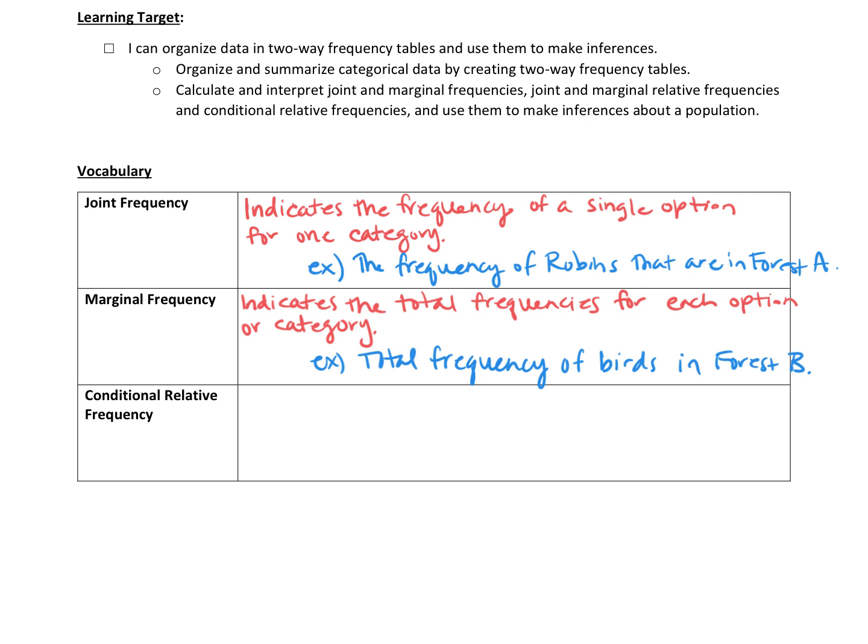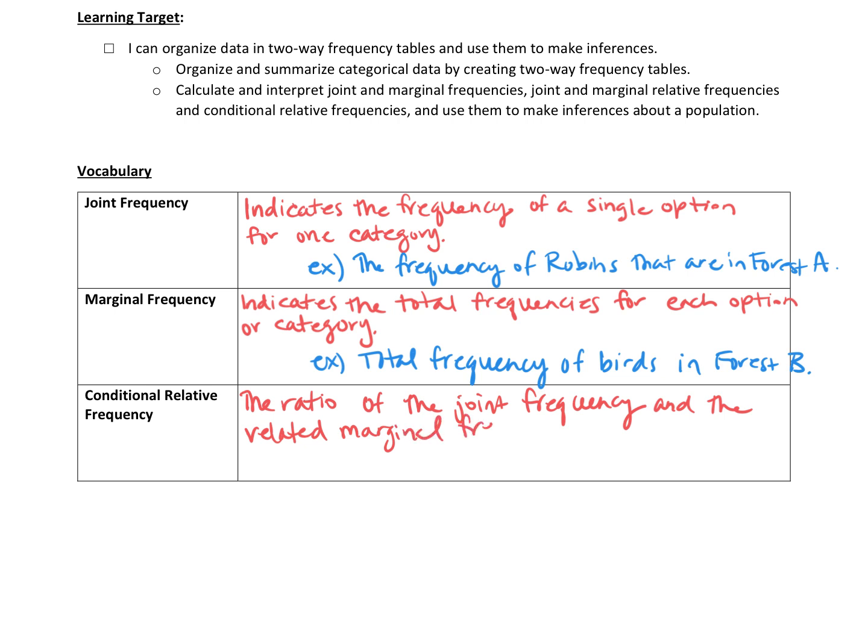All right, so a conditional relative frequency. This is the ratio. Remember, ratio is a fraction of the joint frequency and the related marginal frequency. So essentially, creating a ratio out of your joint frequency and your marginal frequency.